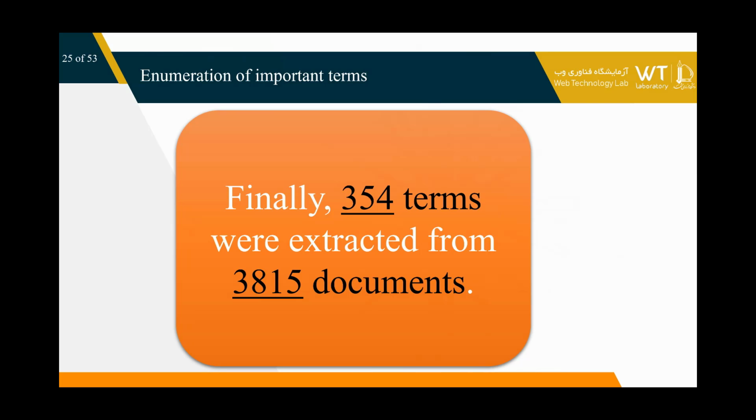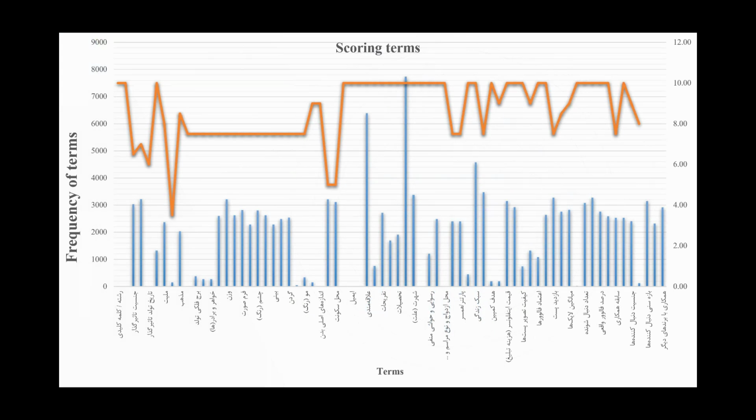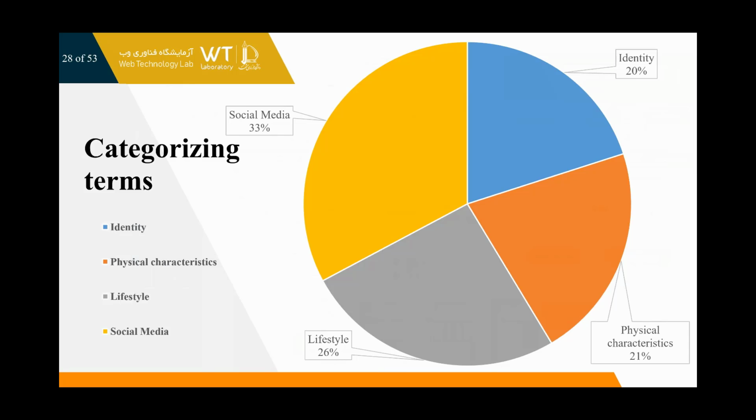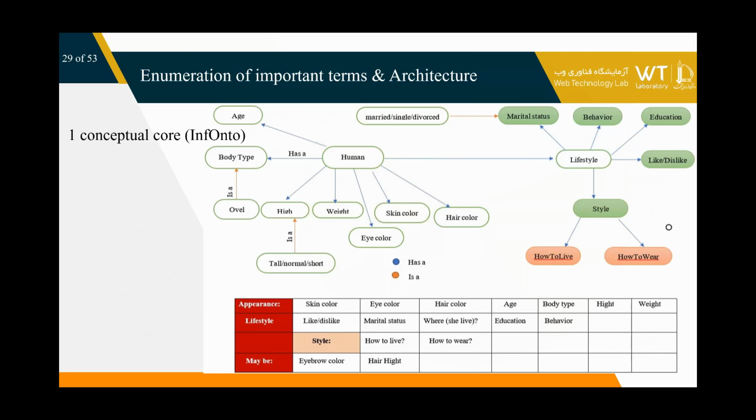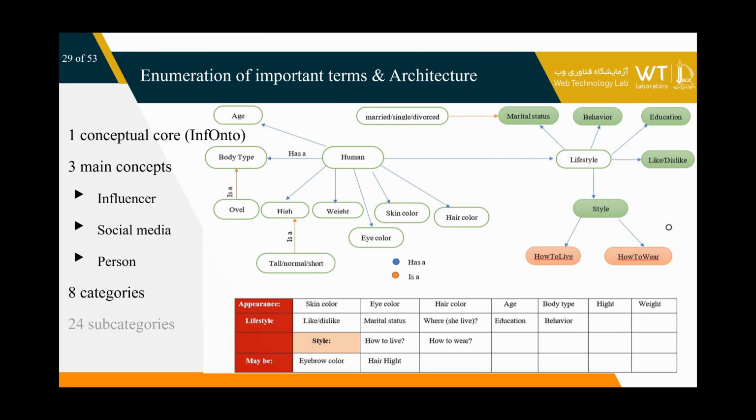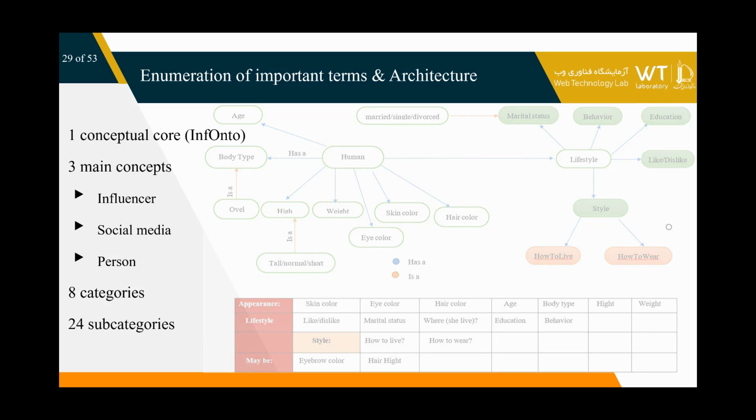3,850 documents. The concepts that were obtained were reviewed, confirmed, scored, and categorized with help from the experts. Eventually, we obtained a general core called the influencer ontology, which we abbreviate to InfOnto. Three general concepts, namely influencer, social media, and person, 8 categories and 24 subcategories. Person includes three main categories: physical characteristics with 11 subcategories, identity with 10 subcategories, and lifestyle with 15 subcategories. Social media includes three main categories: account with 8 subcategories, feature with 12 subcategories, and output with 7 subcategories. Influencer includes a subset of person and social media.